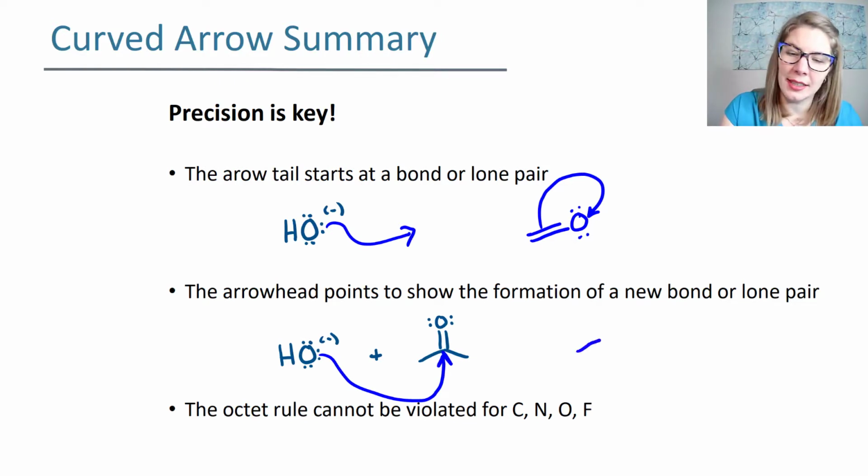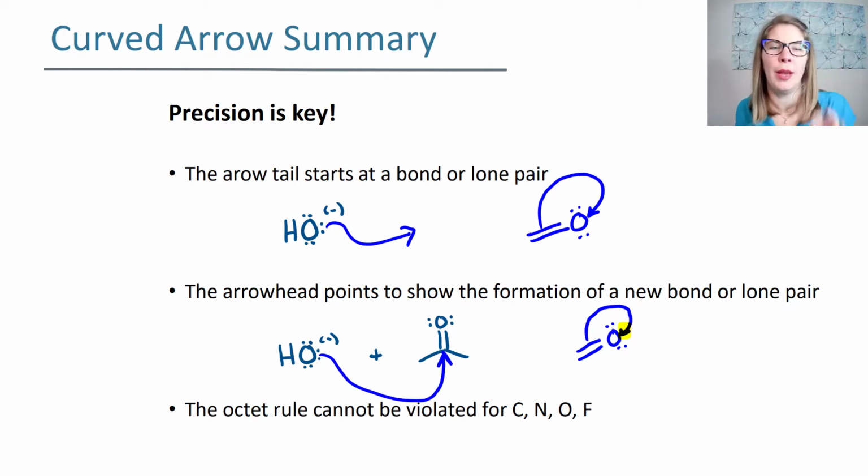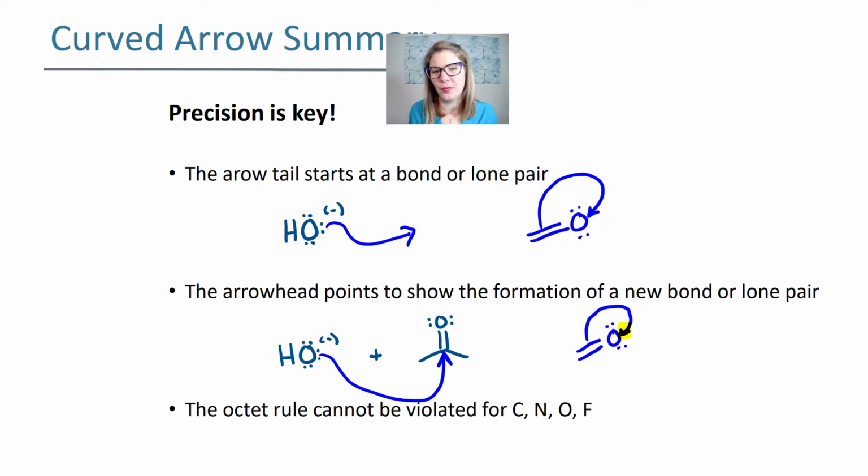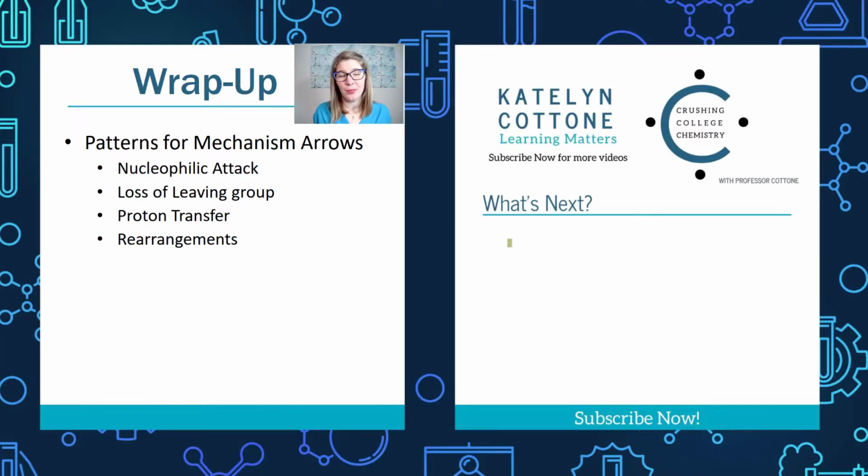If we go back to the example I just drew above, this one is saying where I point my arrowhead, put a lone pair there. Remember that we cannot violate the octet rule for carbon, nitrogen, oxygen, or fluorine, right? These can only have 8 electrons around them, no more than that. Let's wrap up. In this video, we looked at the 4 main patterns for mechanistic arrows. We looked at nucleophilic attack, loss of leaving group, proton transfer, and rearrangements.